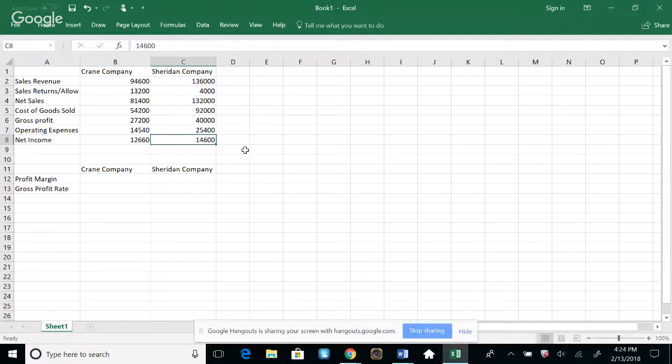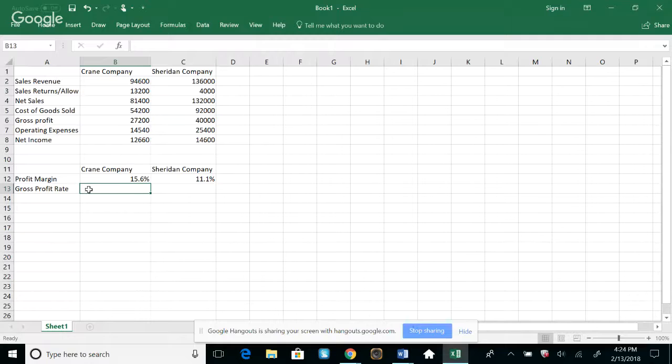The next part of our assignment asks us to do profit margin and gross profit rate. For profit margin, we need to know that profit margin equals net income divided by net sales. For Crane Company, we take net income of 12,660 divided by our net sales of 81,400, and that will give us 15.6%. For Sheridan Company, we take our net income of 14,600 and divide that by our net sales of 132,000, and that will give us 11.1% for a profit margin.